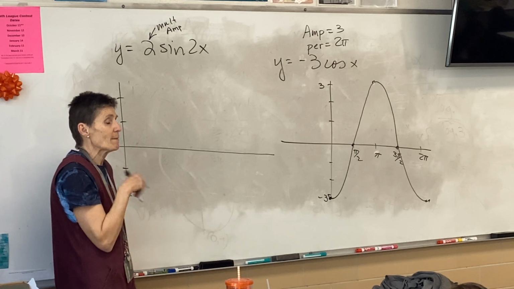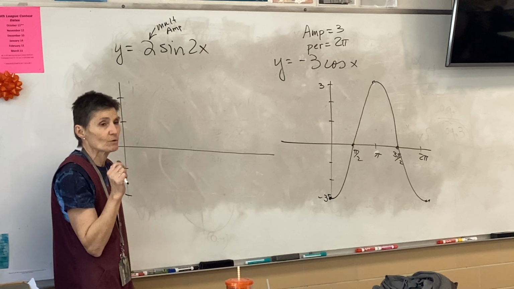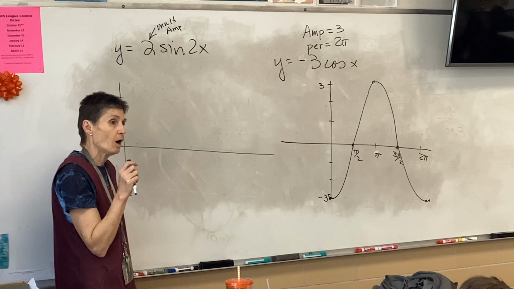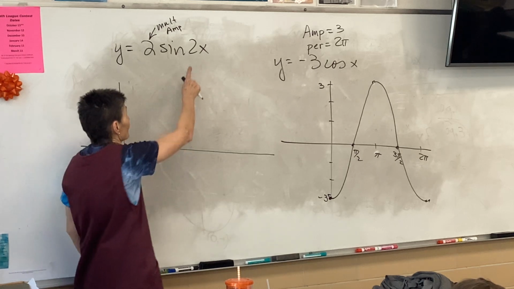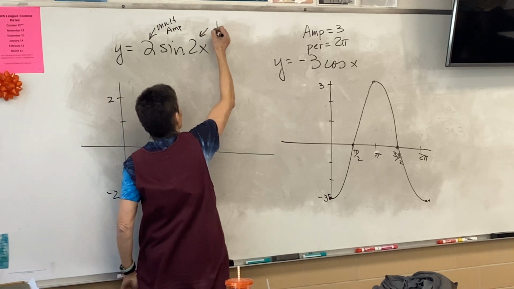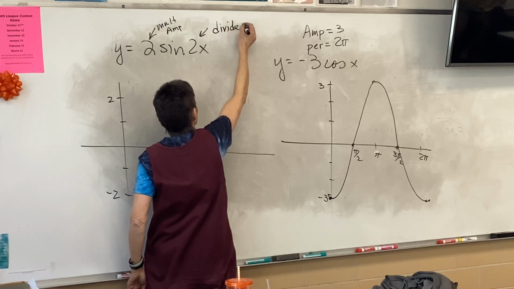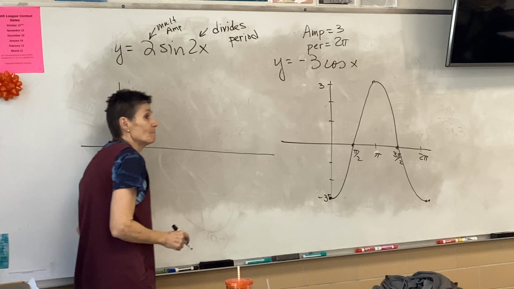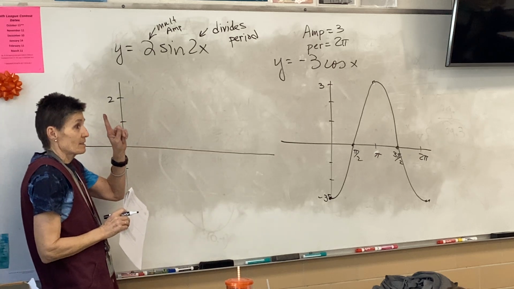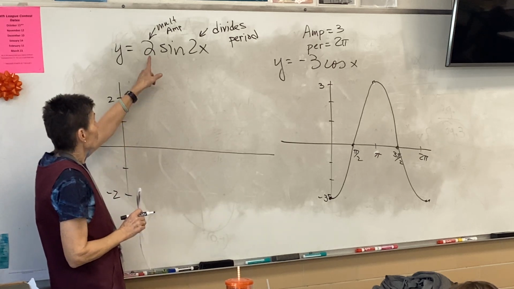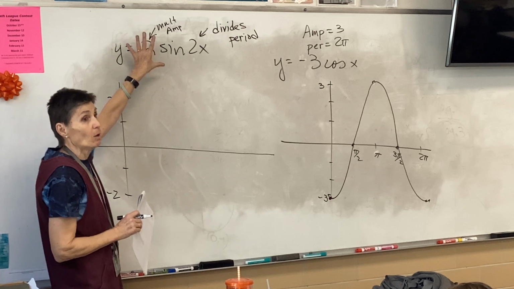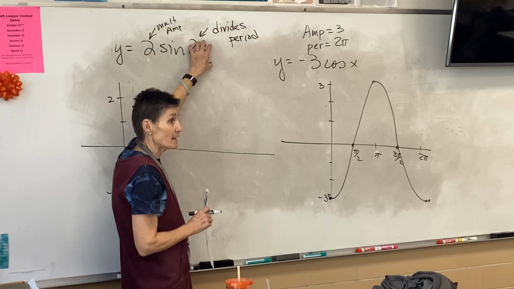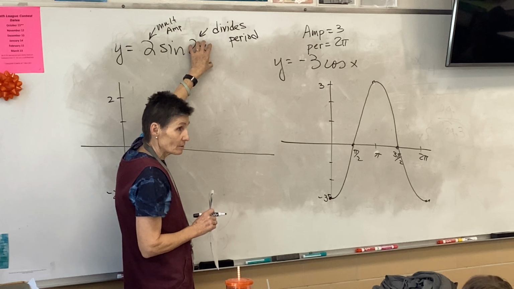You learned way back in section 1.6 of your textbook that when you put a coefficient on x, it actually divides the period, divides the width. So it becomes more narrow. It divides, so it shrinks it. Yes. This number is a multiplier. This number is a divider.